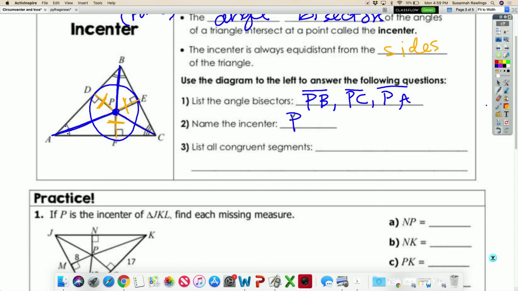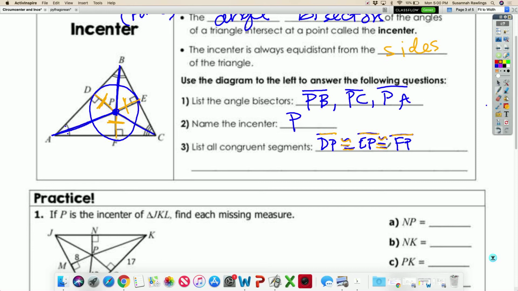And then all congruent segments, so there is another set of rules here. So we know DP is congruent to EP is congruent to my third one, FP. So just listing out those that I marked as congruent, and I should have drawn those in orange. Sorry about that. Keeping with the colors.